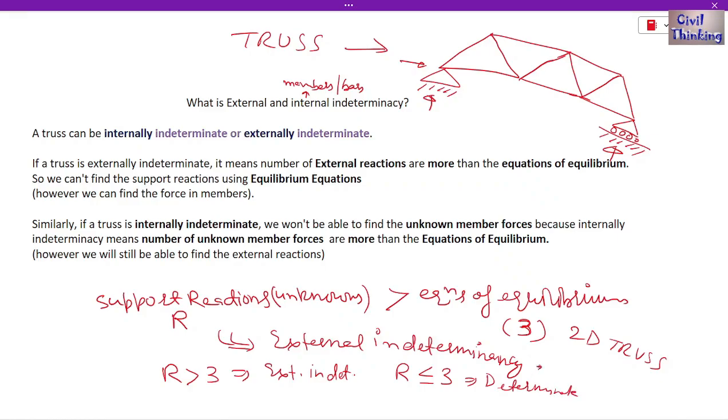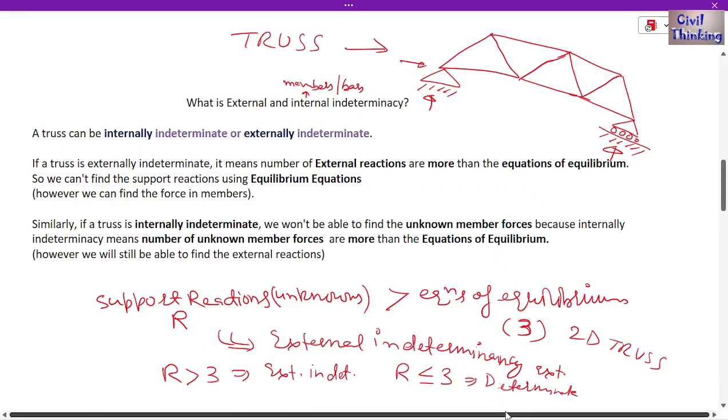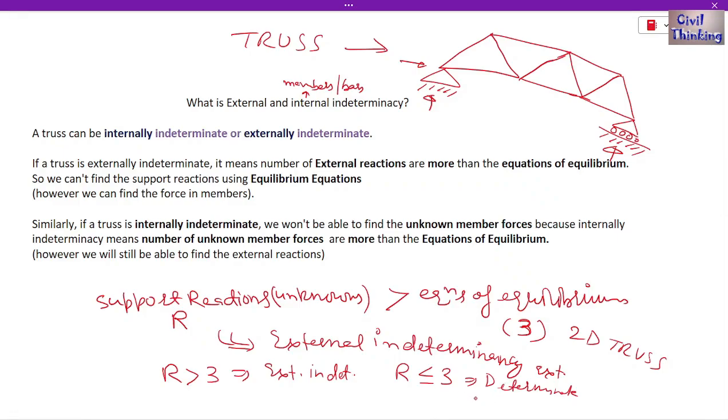Externally determinate. Now, when a beam or a truss is externally determinate, we can find the support reactions very easily. Don't worry, we will solve a numerical problem as we move on. You will understand everything. But just remember, try to understand the fundamentals right now. Now let's talk about internal indeterminacy. You can take a screenshot of this.